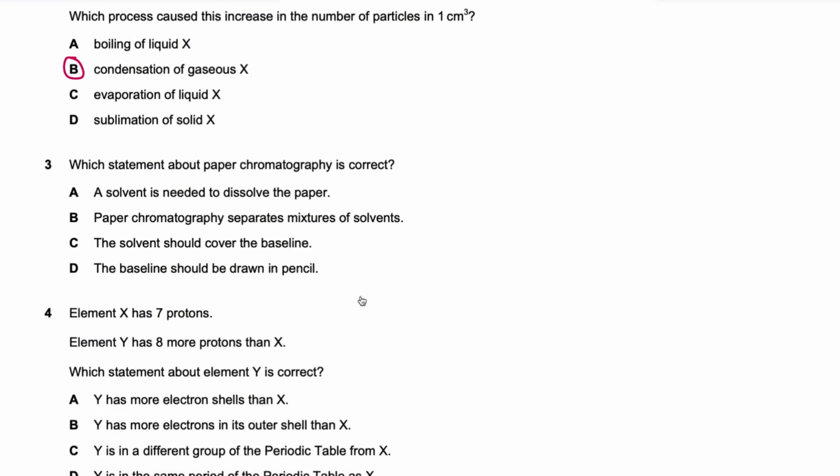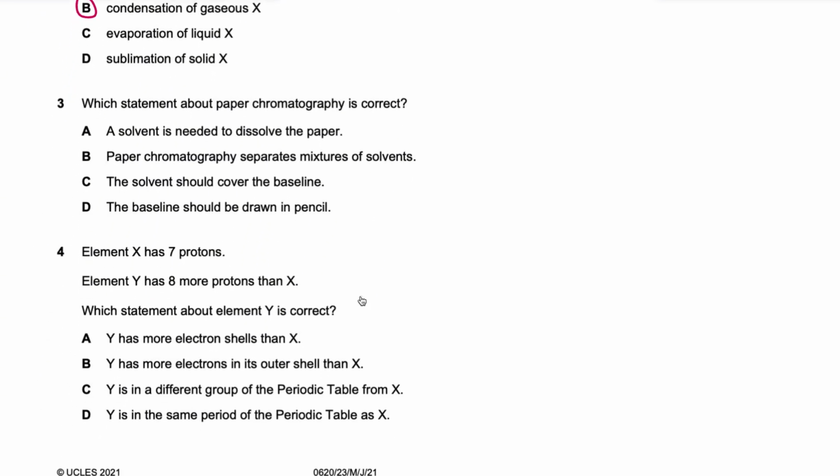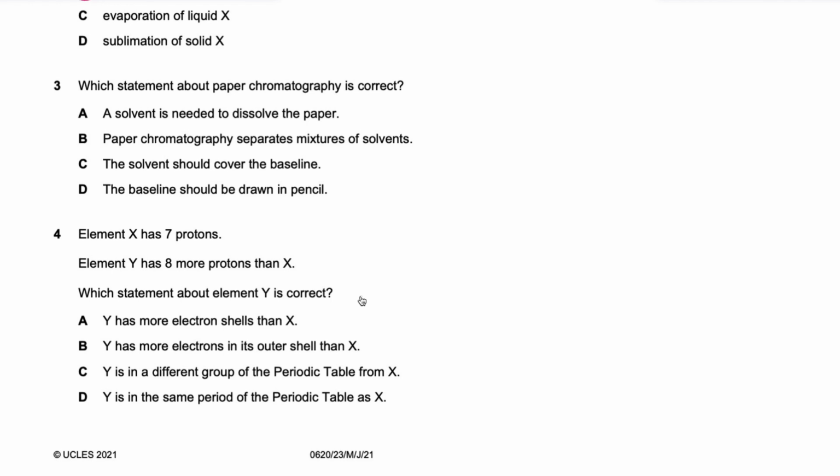So we'll go to question 3. Question 3 says, which statement about paper chromatography is correct? A, a solvent is needed to dissolve the paper. That's not true. B, paper chromatography separates a mixture of solvents. C, the solvent should cover the baseline. D, the baseline should be drawn in pencil. I think that's correct, right? We draw the baseline in pencil. It's most correct.